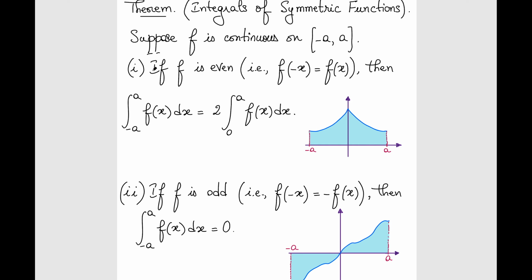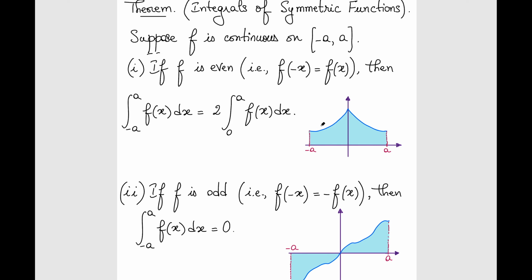Then the integral from minus a to a of f(x) dx is twice the integral from 0 to a of f(x) dx. So intuitively, geometrically, if you want to think about f as a non-negative function, so take f to be a function above the x-axis, since it's even, it has to be symmetric with respect to the y-axis.